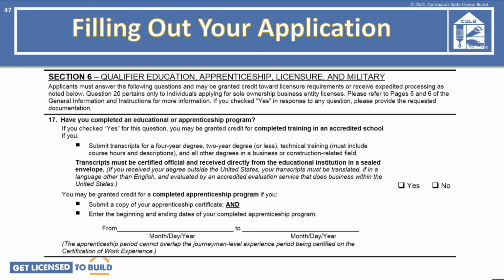So you may be granted credit towards the 4 years experience requirement based on your education. Question number 17 asks if you have completed an educational or apprenticeship program. You will need to submit your official sealed transcripts if you would like to be considered for this credit. If you attended formal training or an apprenticeship program, you will need to provide a certificate of completion. Get those sealed transcripts sent to you, and then you want to include them with your application packet. Do not have them sent directly to CSLB, just because we don't want to take a chance that they aren't matched up with the correct application. So make sure that you have them sealed, sent to you, and then you send them in with your application.